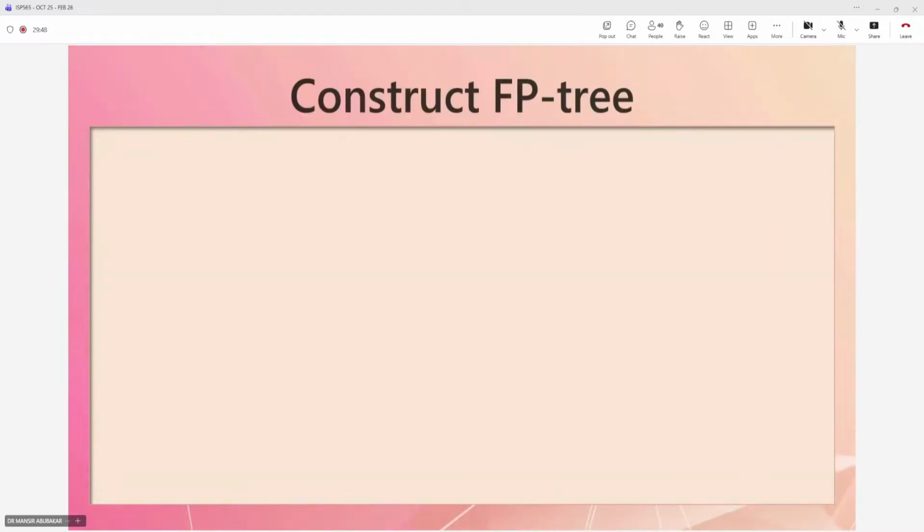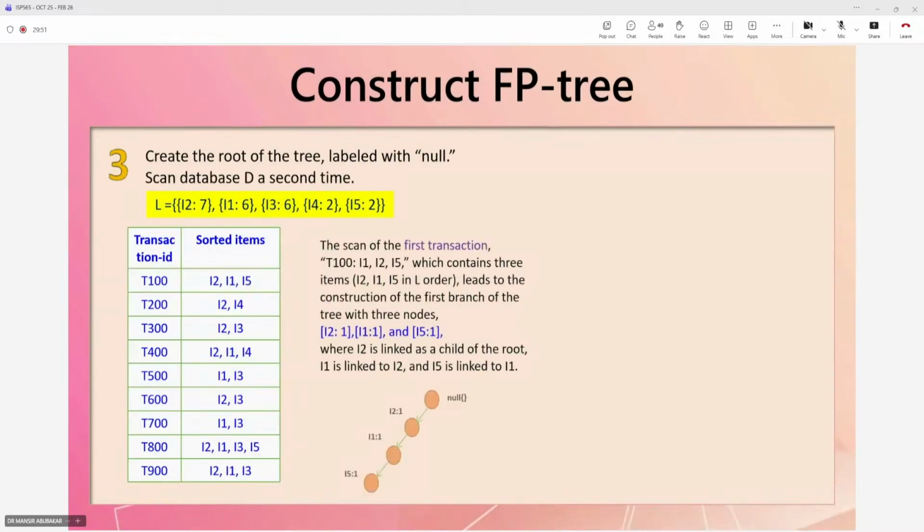So next, step 3. You can see this is where the tree is created. Create the root of the tree, labeled with null node. So you can see the tree down here, we have the empty node here. Then scan database D a second time. So now the second scanning is coming off. Now our header is here as we have it before.